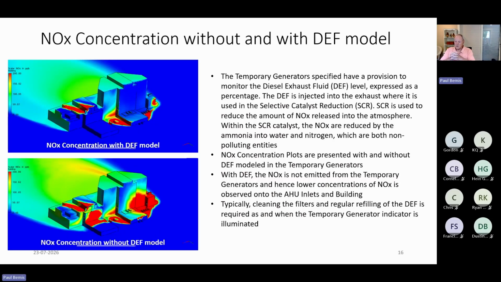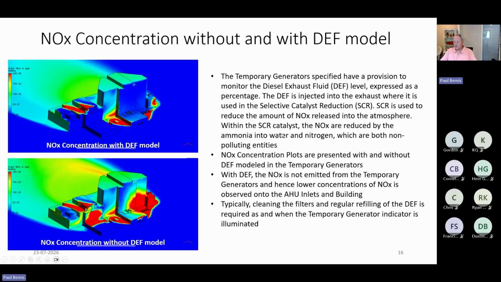So here we're taking a look at NOx concentration with and without a diesel exhaust filter on it. The diesel exhaust fluid, or DEF fluid, is a filter system. It's injected into the exhaust and it improves the catalyst reduction process and reduces the amount of NOx. Modern cars have this as well. If any of you have a diesel automobile, you know you have to add this fluid, because that is the element that helps catalyze the diesel exhaust and reduce the NOx.